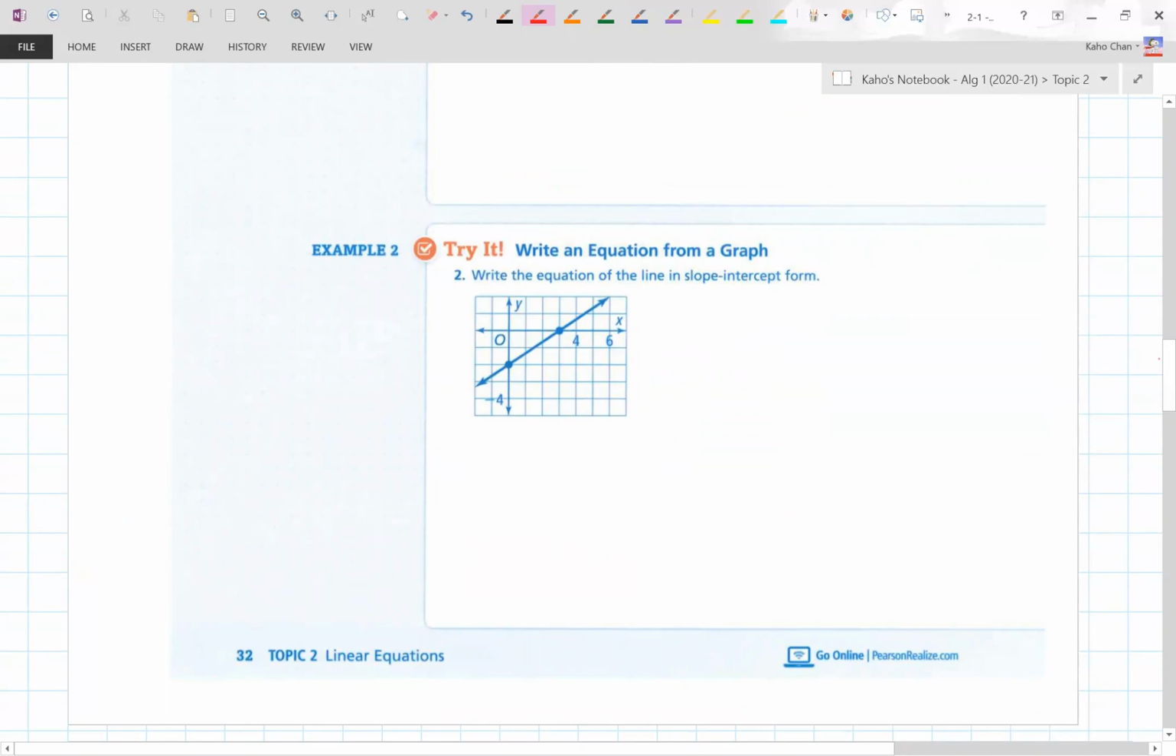This time, we're going to work backwards and come up with the equation that is represented in this graph. We're going to write the equation in slope-intercept form, y equals mx plus b. All we have to do is figure out what the y-intercept is, and then figure out what the slope is, based off of the picture.